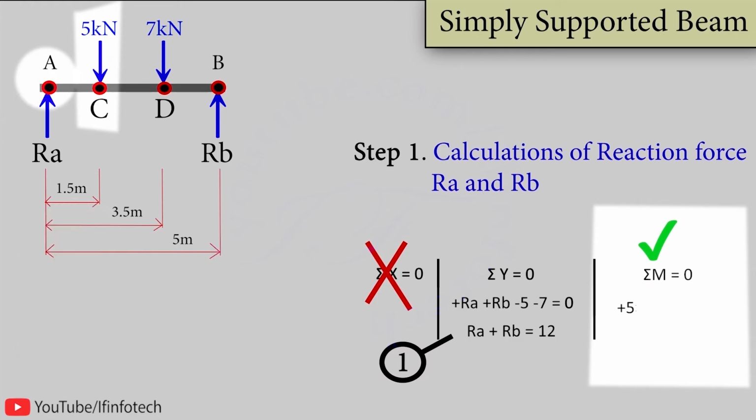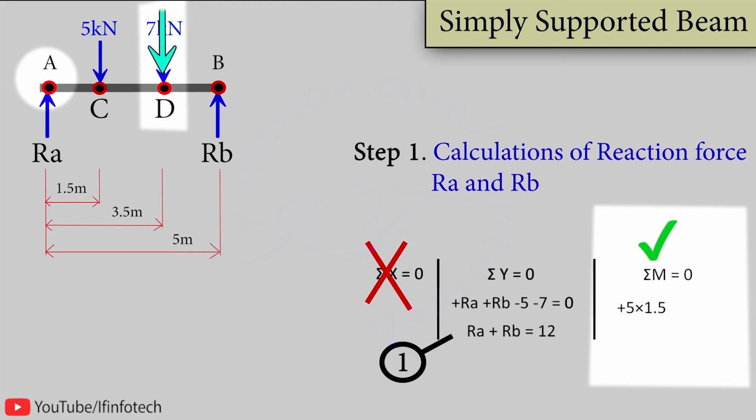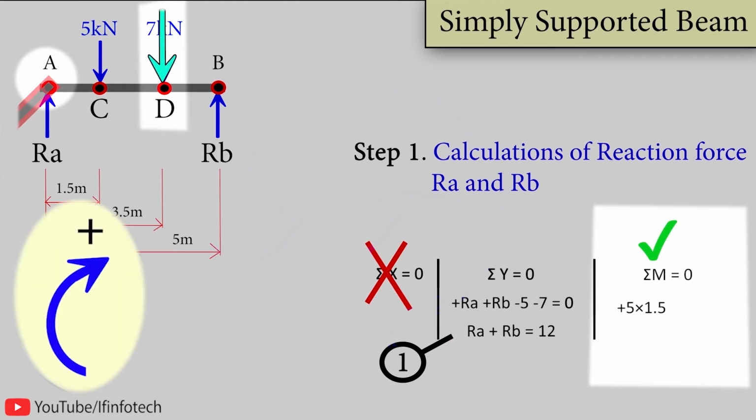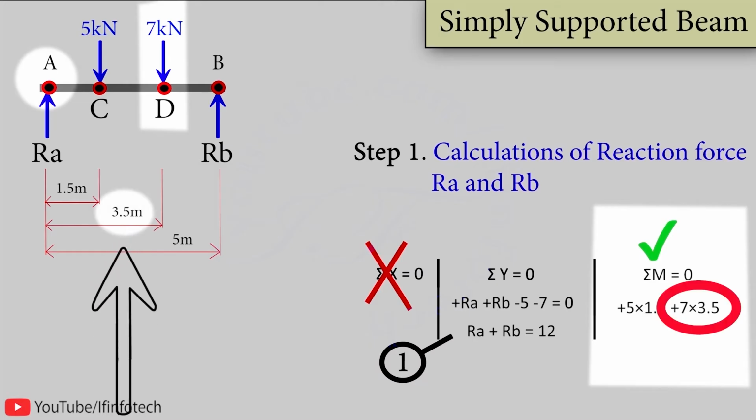As decided, moment is always force into distance from the fixed point. So plus 5 kN is the force into 1.5 meter is the distance from the fixed point. And here the 7 kN load will be pushing this beam downward, so it rotates the beam clockwise. And for clockwise moment, I will treat this as plus 7 kN. And the moment is force into distance from the fixed point. So plus 7 kN is the force into 3.5 meter is the distance from the fixed point.